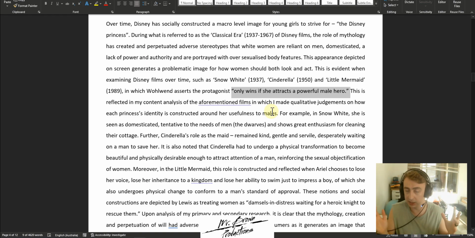You can pause me, speed me up, slow me down, whatever you got to do. But make sure you're annotating this on the side, okay?